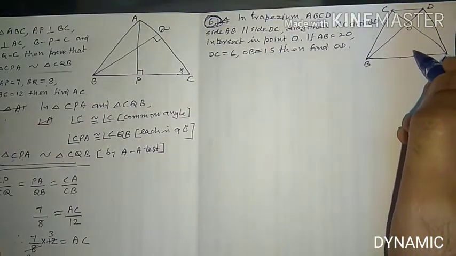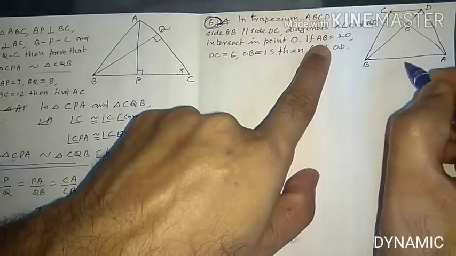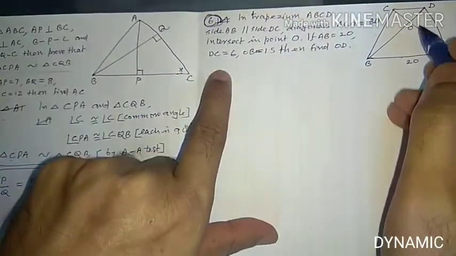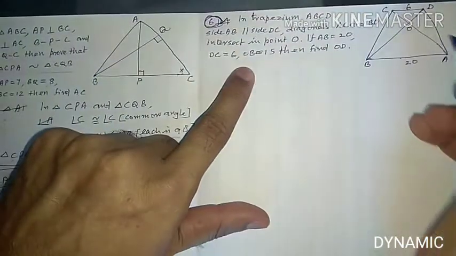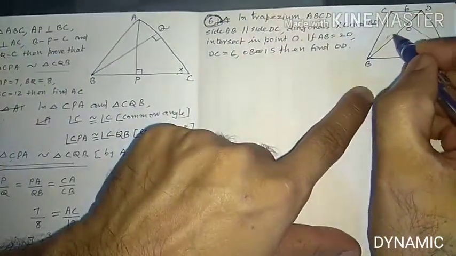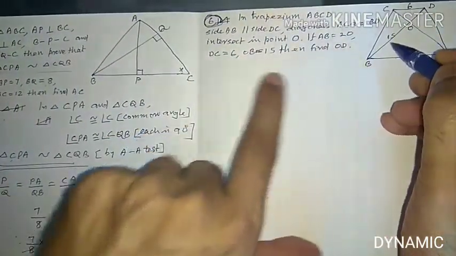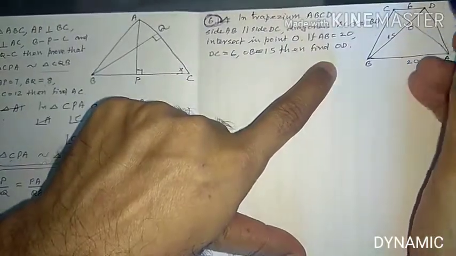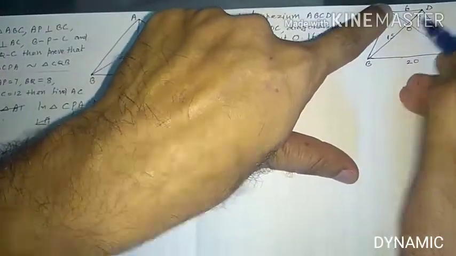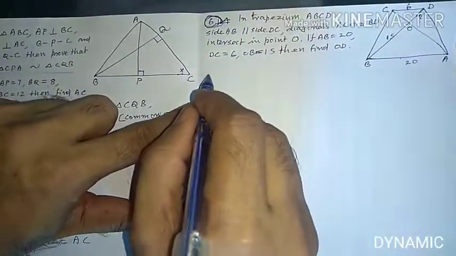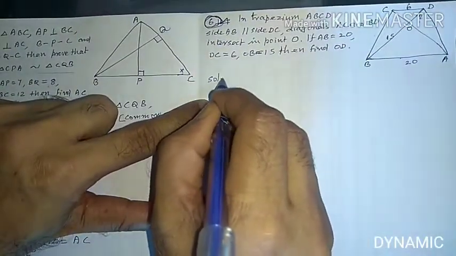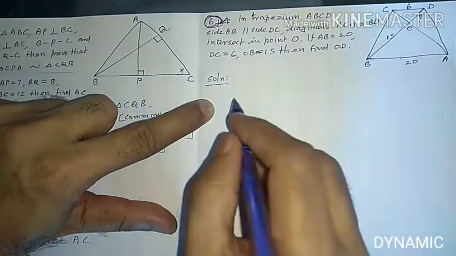We write here AB is 20, DC is 6, OB is 15, and we have to find out OD. So we have to focus on these two triangles now. We start solving. So, solution.